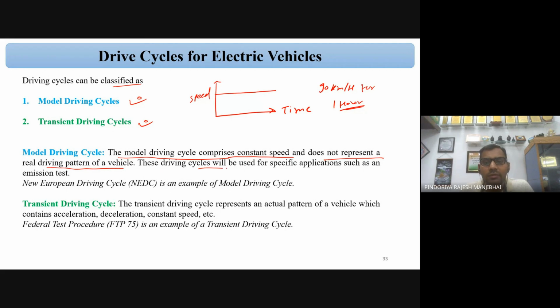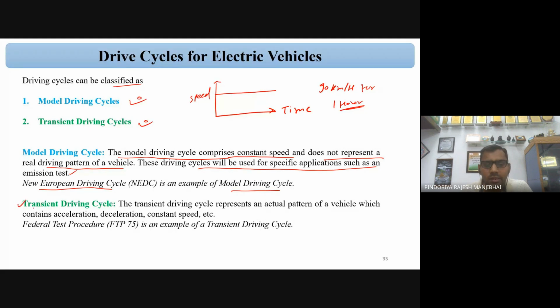This driving cycle will be used for specific applications such as the emission test. So why do we use this modal driving cycle? We have to check the emission of the vehicle, how much emission. There is the New European Driving Cycle, NEDC, which is an example of the modal driving cycle.